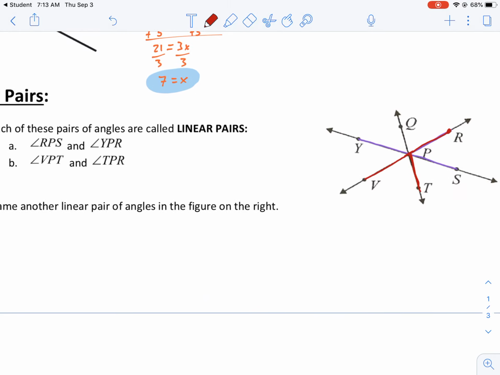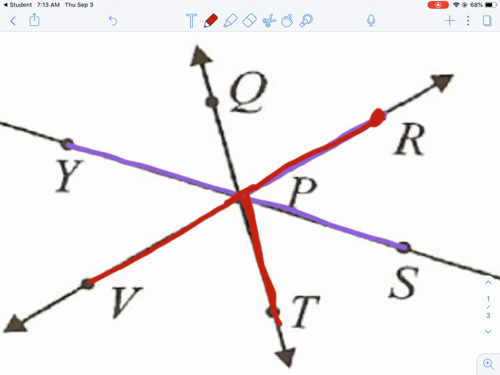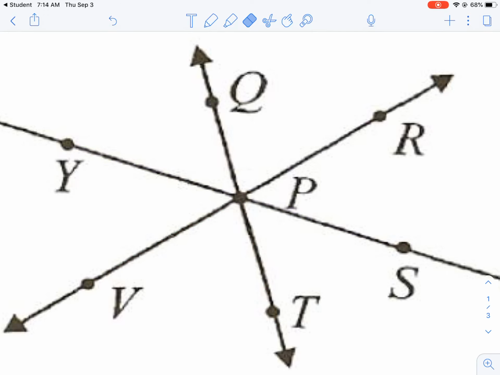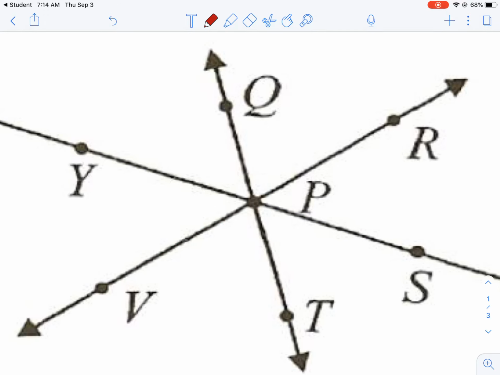Okay, so a linear pair. If you look at the purple, what do you notice? The two angles make a line. Linear pair. What do we notice about red? The two angles also make a line. So what are linear angles? They're two angles that make a line.